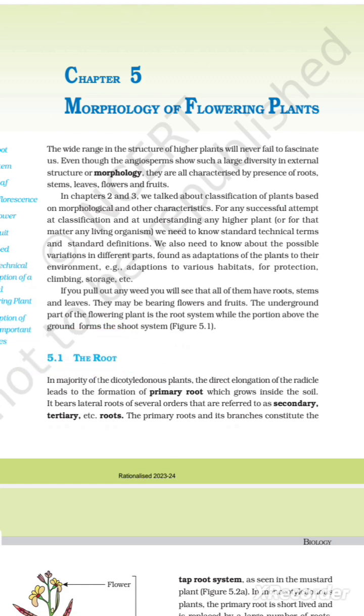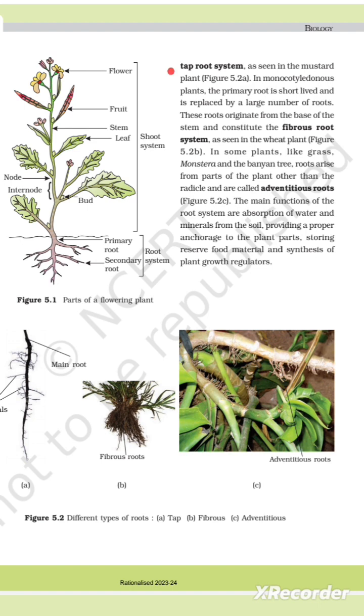The root. In the majority of dicotyledonous plants, the direct elongation of the radicle leads to the formation of the primary root, which grows inside the soil. It bears lateral roots of several orders that are referred to as secondary, tertiary, etc. roots. The primary root and its branches constitute the taproot system, as seen in the mustard plant, Figure 5.2a.